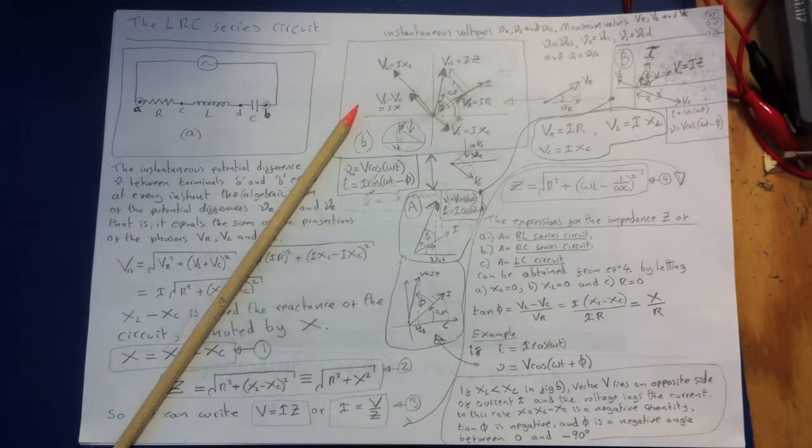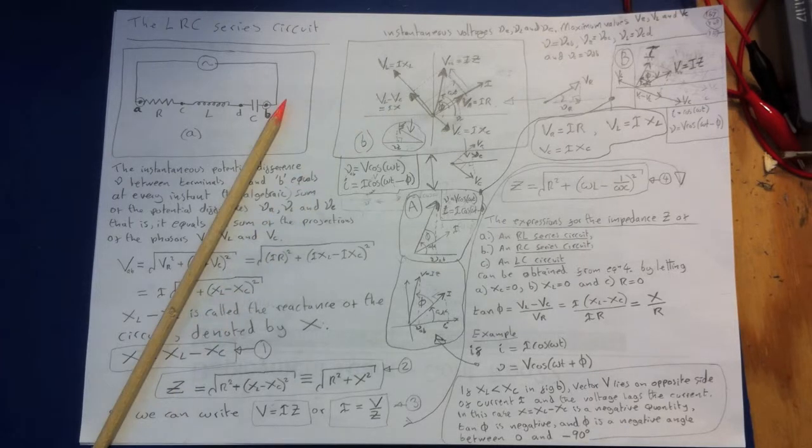This may appear complex, but it is not as bad as it looks. I'm going to explain it in steps. The instantaneous current I has the same value at all points of the circuit. Thus, a single phasor I of length proportional to the current amplitude represents the current in each circuit element.